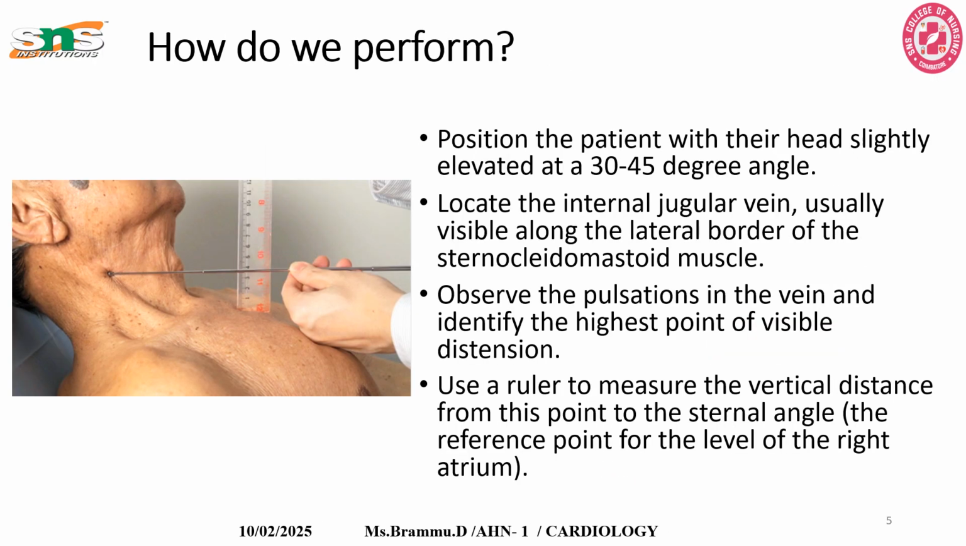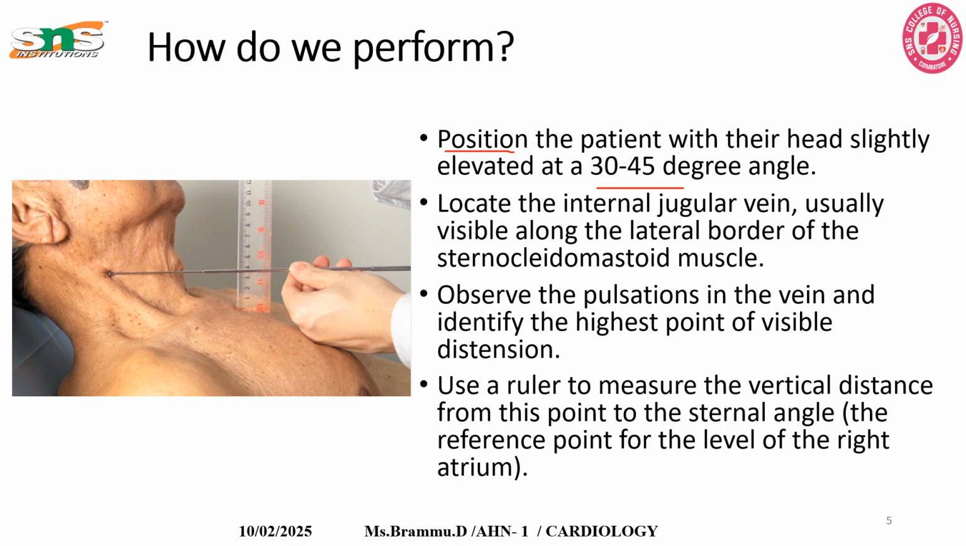Now, how do we perform this jugular venous pressure assessment? First and foremost, as a nurse, we have to think about how we are going to place the patient, in what position we are going to make him or her lie down. As this mostly deals with the veins of the neck, it is better to make the patient lie in a semi-reclined position with the head slightly elevated at an angle of 30 to 45 degrees from the thorax.